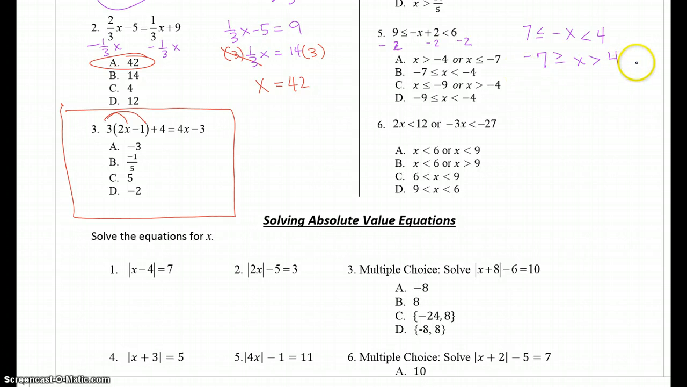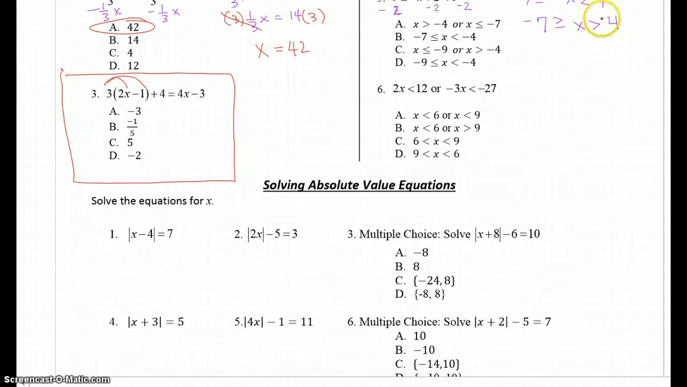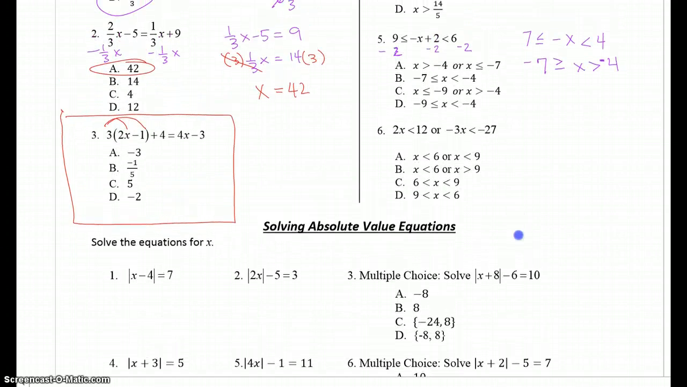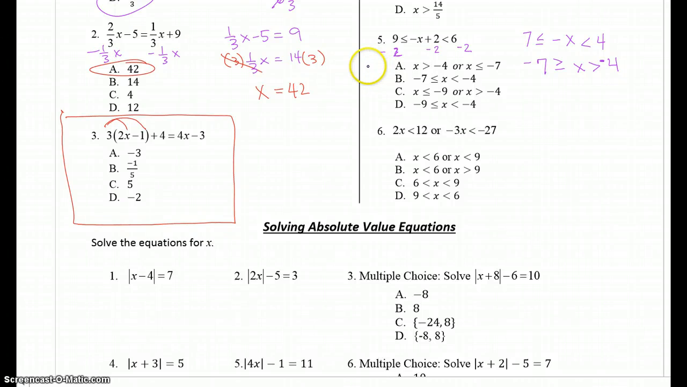We've got negative 7 and 4, and negative 4. So we have negative 7 and negative 4. We have two options here. Look at A and look at B. What is the difference? This one says that x is greater than negative 4 or x is less than or equal to negative 7. This one says that x is greater than or equal to negative 7 and less than negative 4. So here we have x is greater than negative 4.